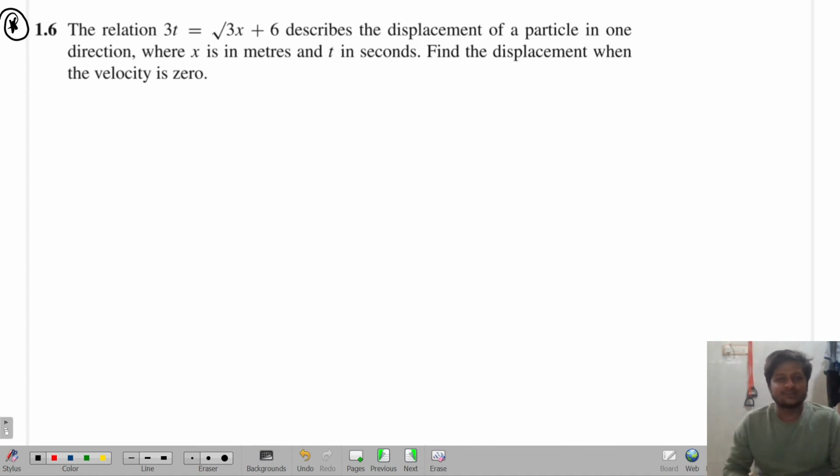The relation is root 3x equals 3t minus 6, which describes the displacement of the particle, where x is in meters and t is in seconds. Find the displacement when velocity is 0. It is a really easy problem. We have solved this kind of question in average velocity. First write the x equation.